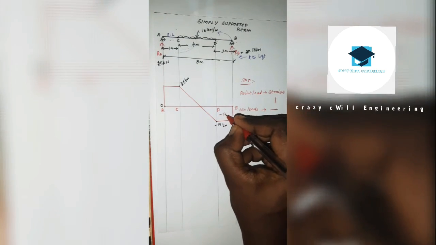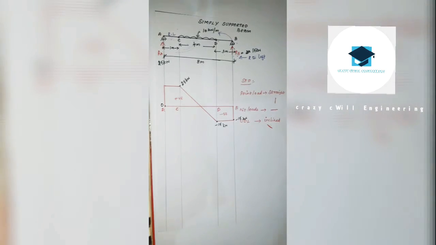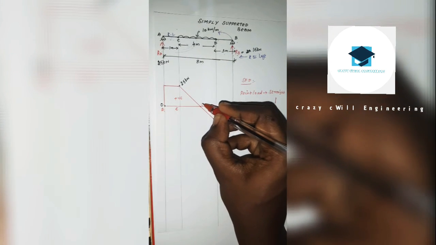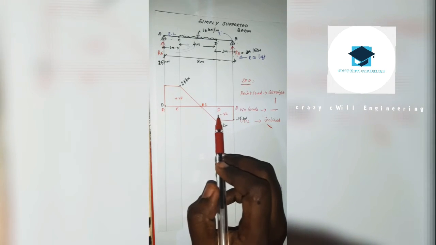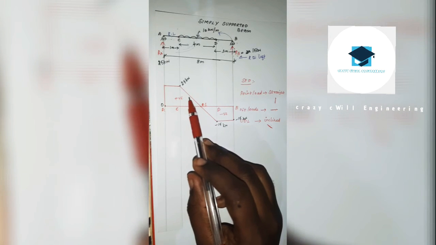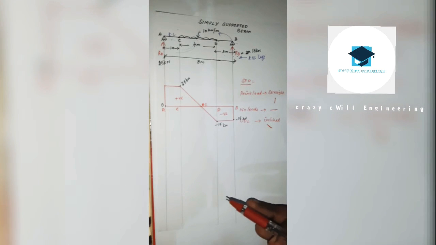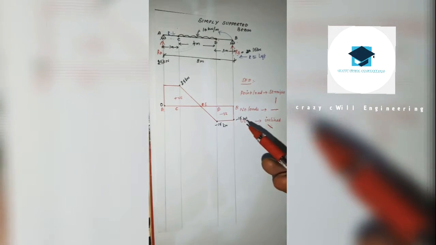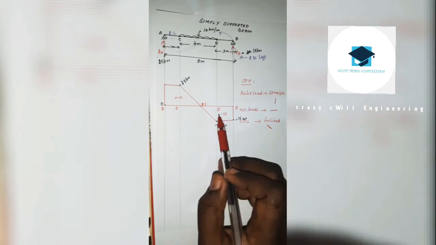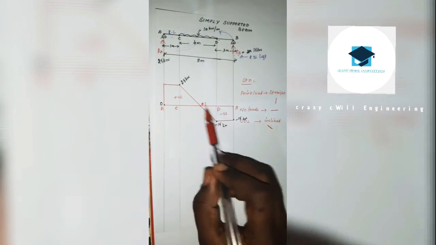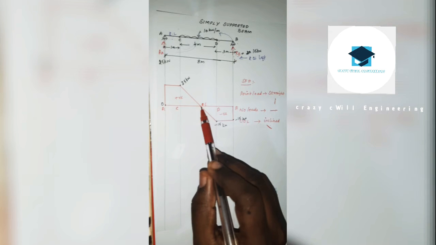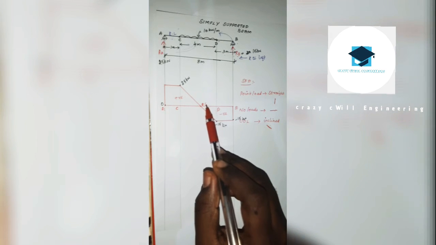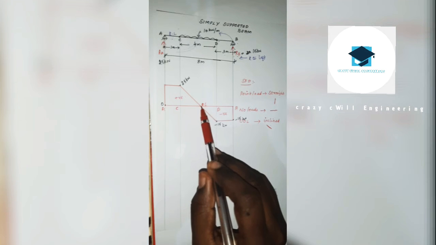Put minus sign for negative, plus sign for positive. Here you see the shear force changes its sign from negative to positive. When drawing the bending moment diagram, the bending moment is maximum at the point in the beam where the shear force changes its sign. Here the shear force changes from minus to plus. So at this point only the bending moment is maximum. So we have to find the maximum bending moment.